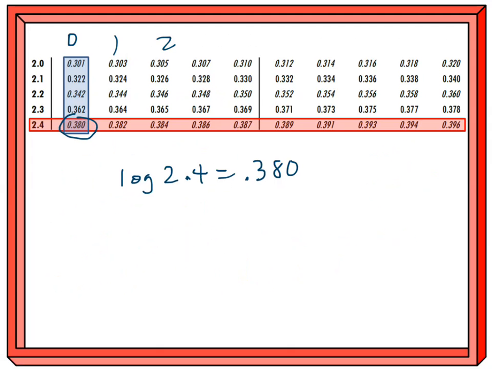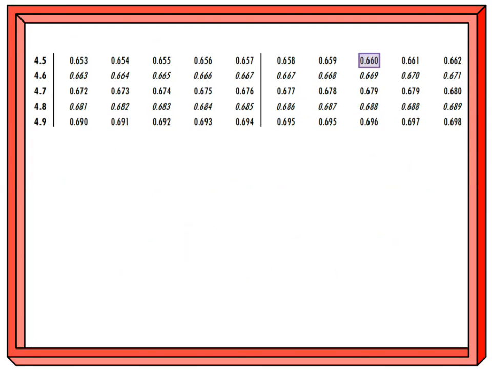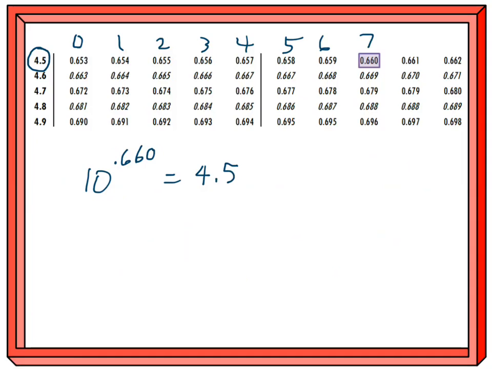So I have this set up for us right here. And 0.660 is in the 4.5 row. And this is 0, 1, 2, 3, 4, 5, 6, 7. So 10 to the 0.660 power is equal to 4.57.